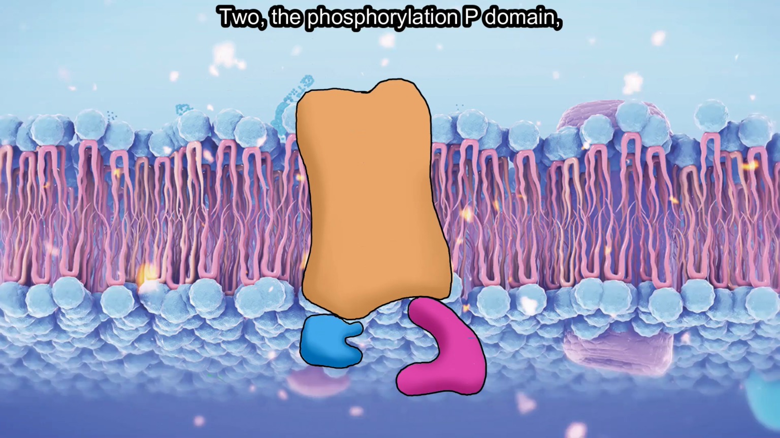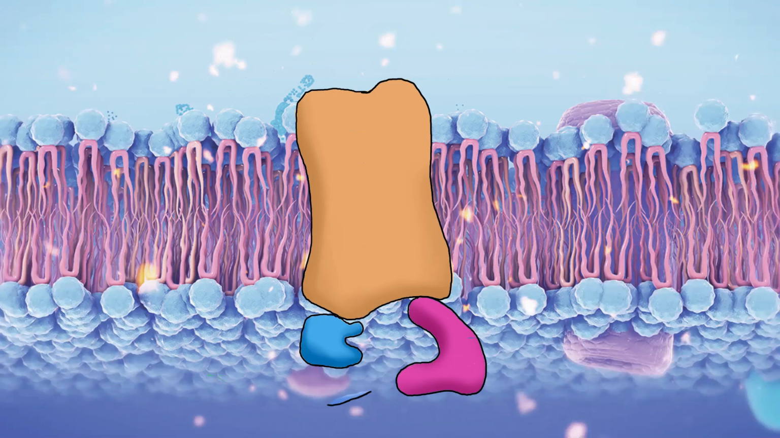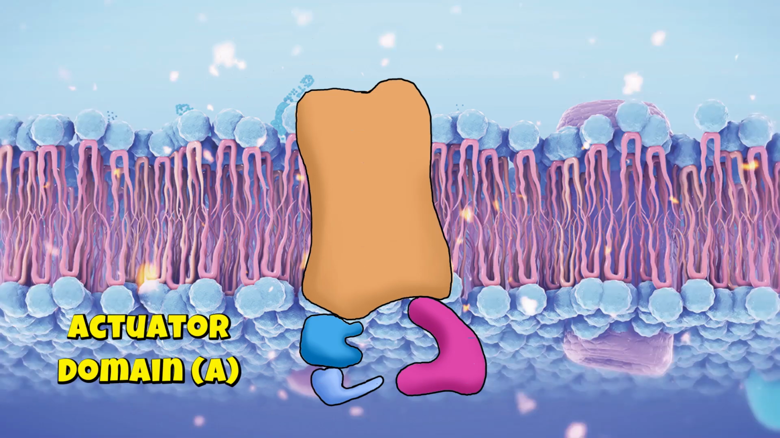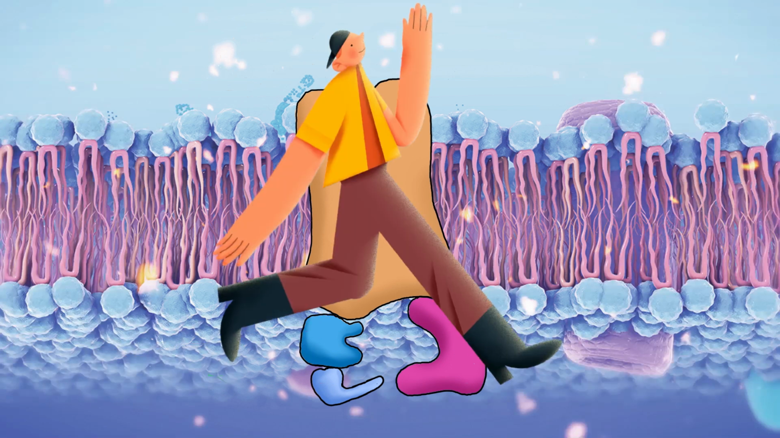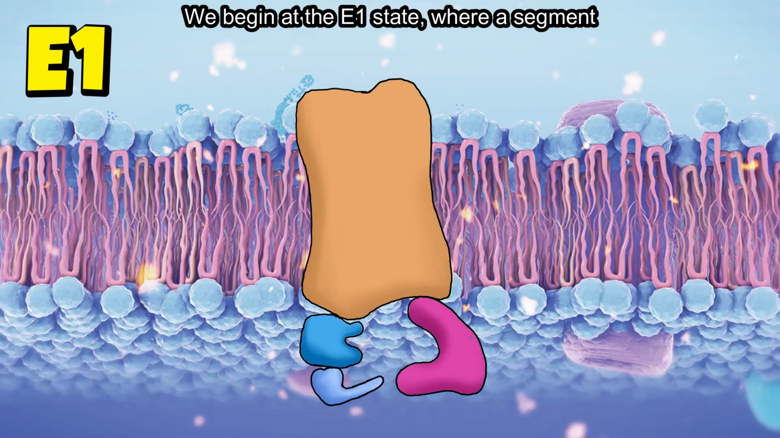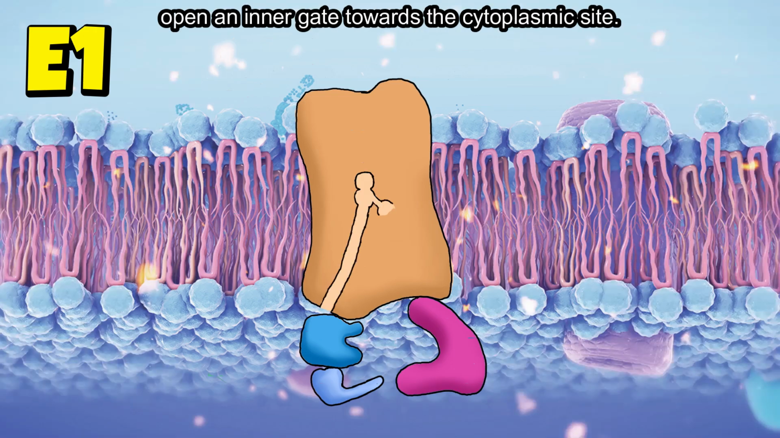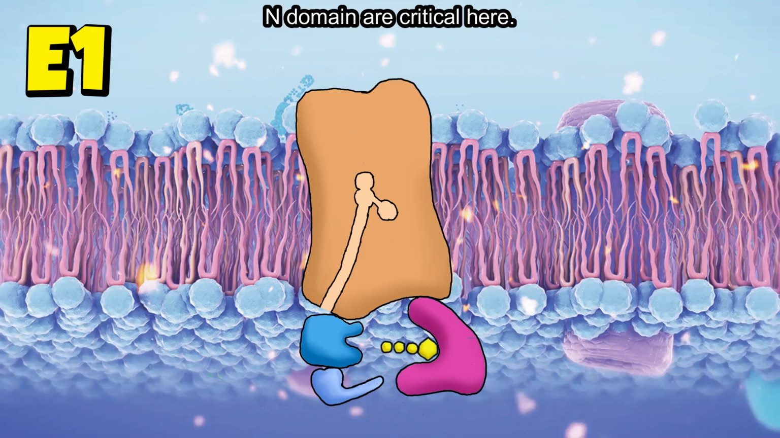Two, the phosphorylation P domain, where the actual phosphate transfer occurs. And three, the actuator A domain, with phosphatase activity that helps in dephosphorylation. Now let's walk through the cycle. We begin at the E1 state where a segment of the transmembrane domain reorients to open an inner gate towards the cytoplasmic side. Magnesium ions and ATP binding to the N domain are critical here.